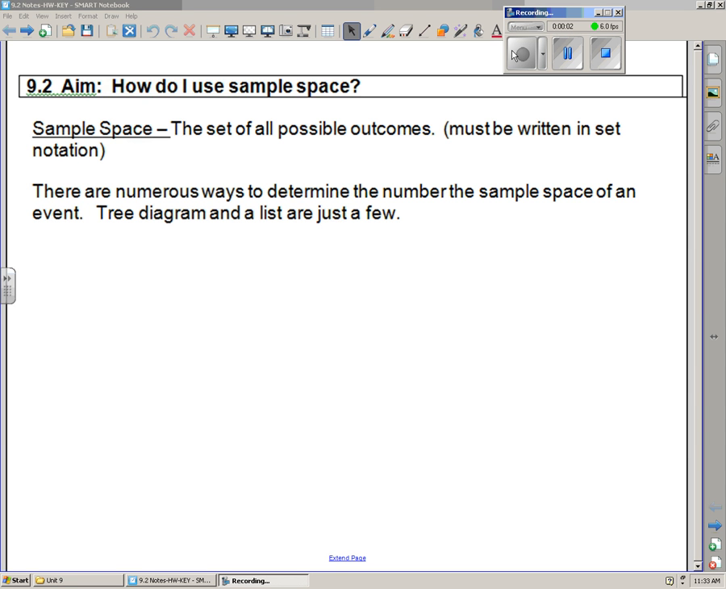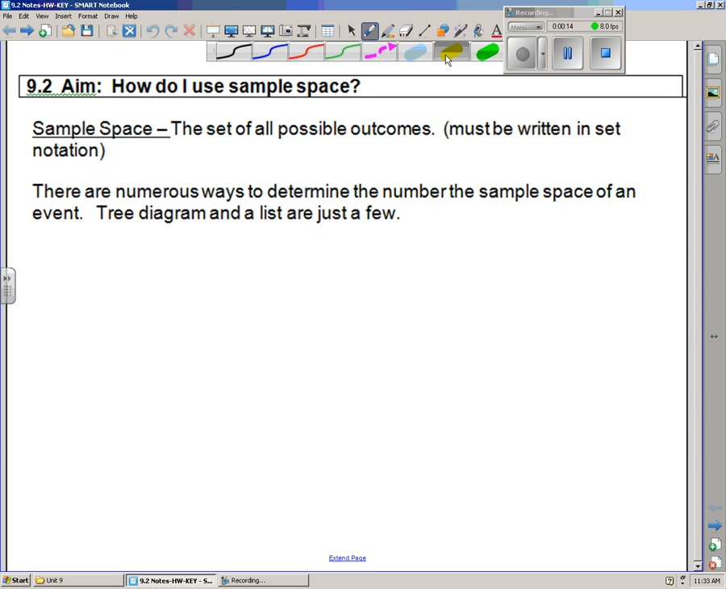Okay, so sample space, we talked a little bit about this yesterday. The sample space is just the set of all possible outcomes. And the fact that you're dealing with sets, you need to be in set notation. All right, so that means you're going to be dealing with braces. Your sample space will be written in braces, separated by commas.